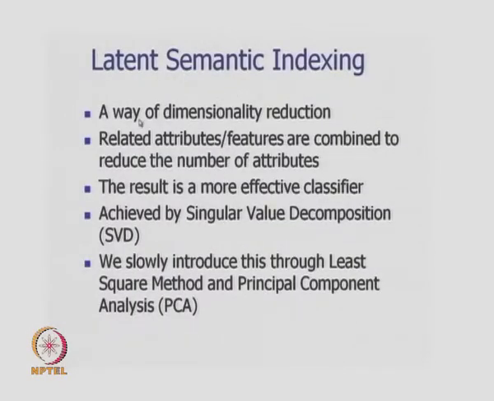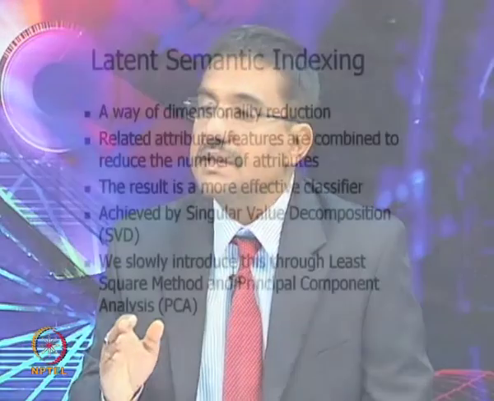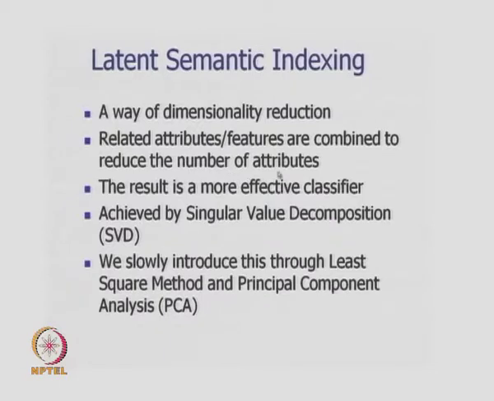So, latent semantic indexing is a way of dimensionality reduction. This is a very important task to find out which attributes actually are critical for a classification task, which features play a very important role, and the idea is to take a combination of these attributes and features and thereby work with a smaller number of attributes and features. We must note that the attributes and features are not dropped, but they are merely combined to obtain a smaller number of changed attributes and features. So, related attributes and features are combined to reduce the number of attributes. The result is a more effective classifier.